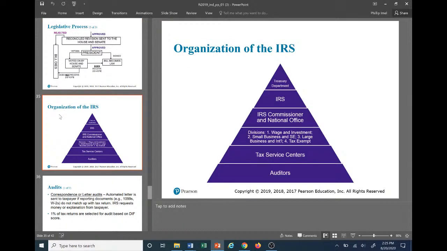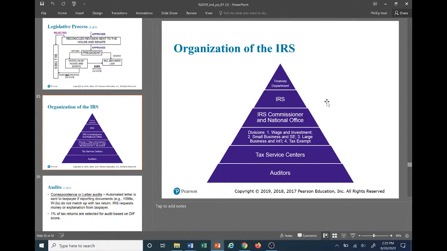So let's talk a little bit about the organization of the Internal Revenue Service. Important personnel in the IRS, in descending order, are going to be the Commissioner of the Internal Revenue Service, the Deputy and Assistant Commissioners, the Regional Commissioners, and District Directors. Okay, and you can see here a little bit of the organizational structure.